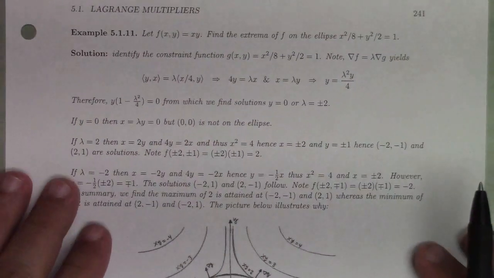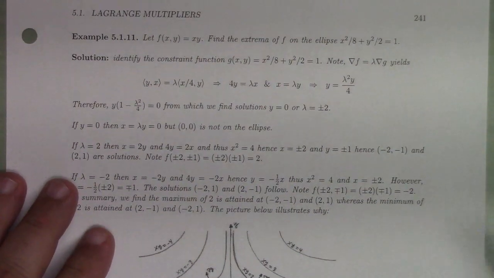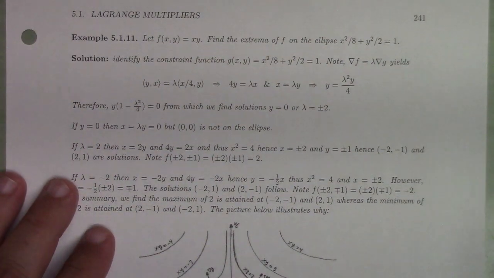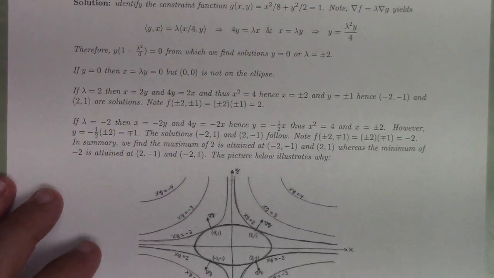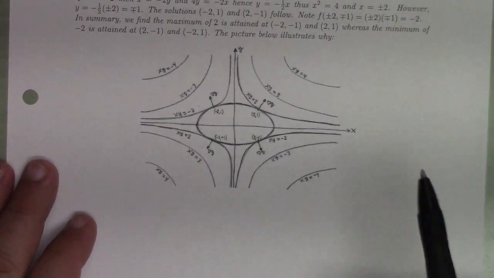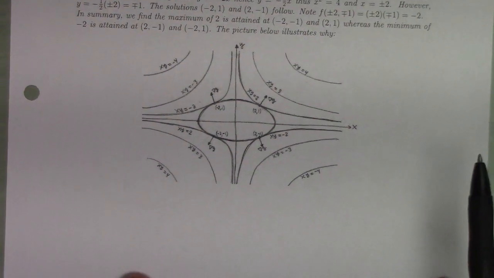Here the objective function is xy, and the constraint is an ellipse. Very similar to examples we looked at earlier, but I'll let you look at it. It's pretty, you can see it. You can actually draw this one by hand. It's kind of cool.